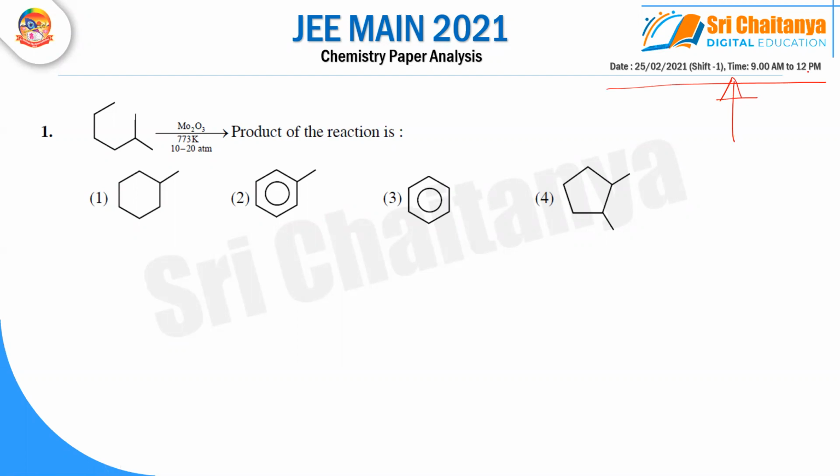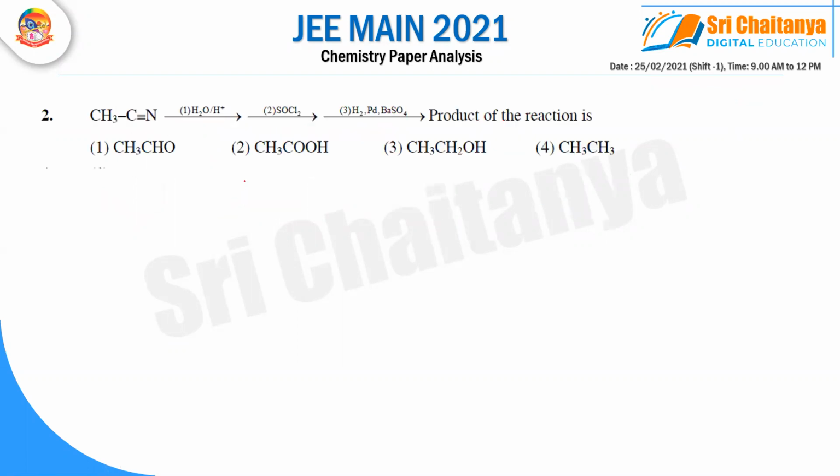So this is the first question. It's asking about catalytic reforming of alkanes. What you have to do is this particular reagent will do aromatization and you have to make an aromatic compound containing the same number of carbons, which is 7. So I get my answer 2.